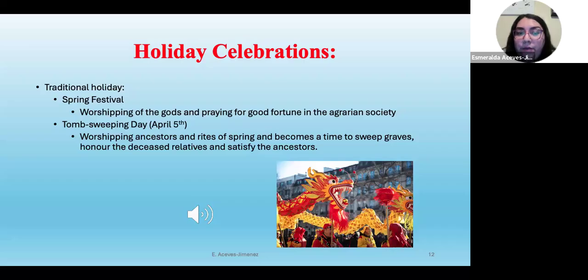We also have what is known as Tomb Sweeping Day, which is April 5th, and this consists of worshiping ancestors and rites of spring and becomes a time to sweep graves, honor deceased relatives, and satisfy the ancestors.